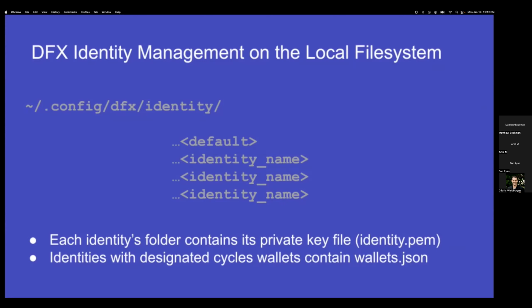Locally, our identity related assets are stored in home/.config, which is not to be confused with .cache from earlier. Each identity's private key lives in a folder named for its name, and identities having cycles wallets associated with them also have wallets.json, which we'll look at more closely in just a few.